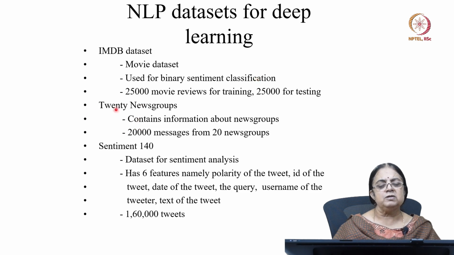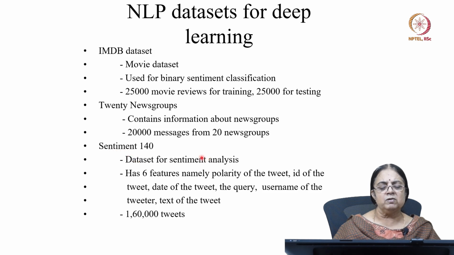Next is the 20 news group data set. So this contains information about news groups. You have 20,000 messages from 20 news groups. By news groups, like I said, it could mean is it from politics, is it from entertainment, etc. Then you have the Sentiment140 data set, again used for sentiment analysis.